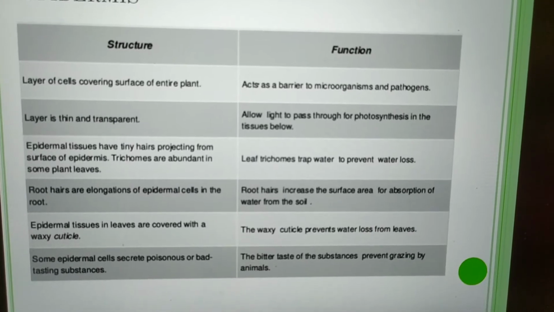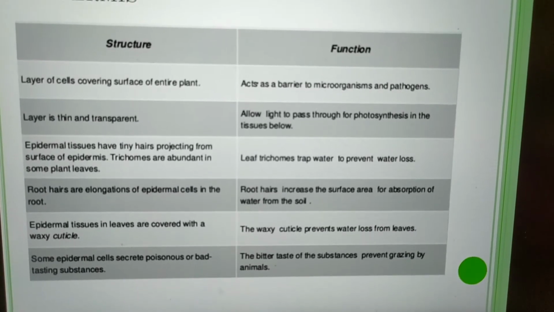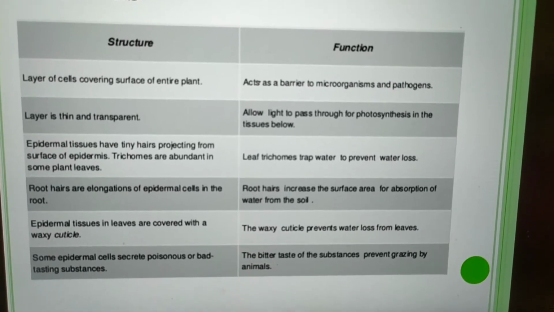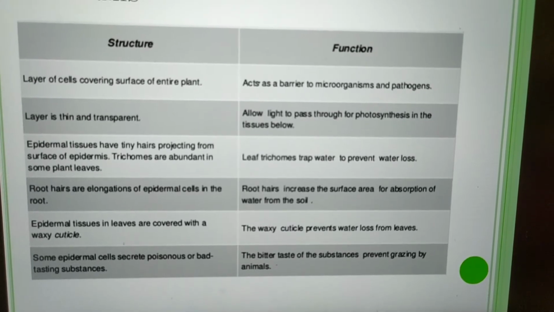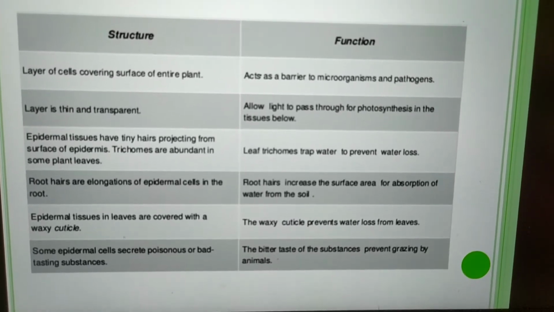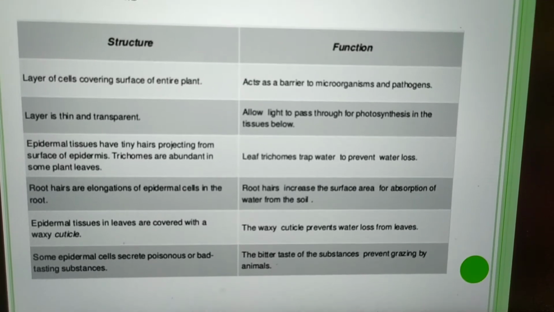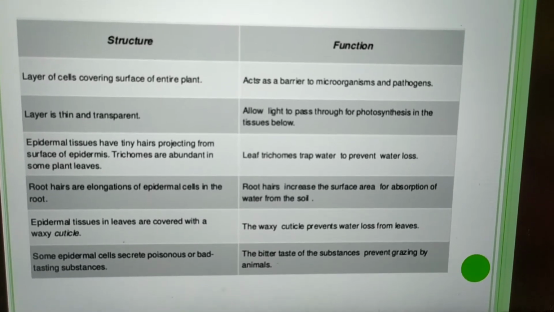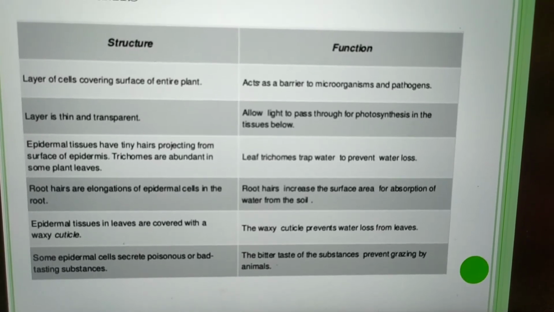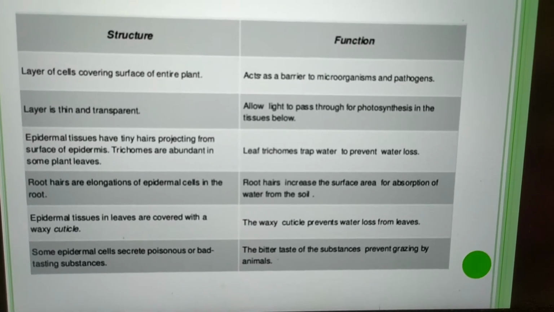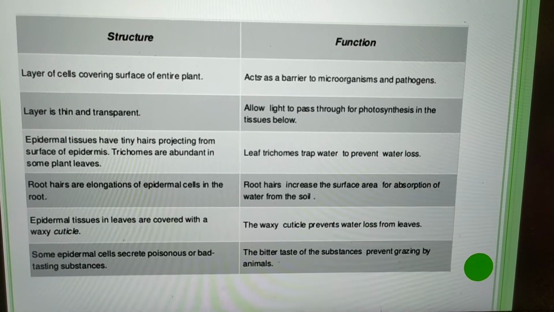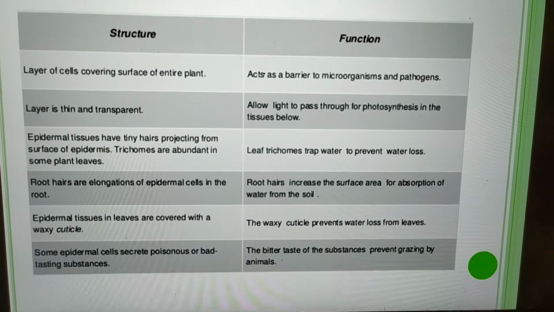It allows light to pass through for photosynthesis in the tissues. Leaf trichomes trap water to prevent water loss. The root hairs present in the root region increase surface area for absorption of water from the soil. The waxy cuticle present in the leaves prevents water loss from the leaves. The bitter taste of the substance which is secreted prevents grazing by animals.